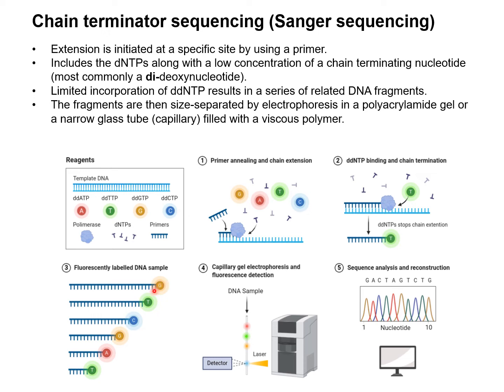So you can have sort of a random stoppage of all these fragments with the different size. And since you have all the different types of labeling, like a fluorescence light, depending on the different dideoxynucleotides, you can actually tell the size and also the particular nucleotide that is attached at the end, at the 3' end of the fragments. So you can read it from the shortest one to the longest one, basically, to identify the sequence.